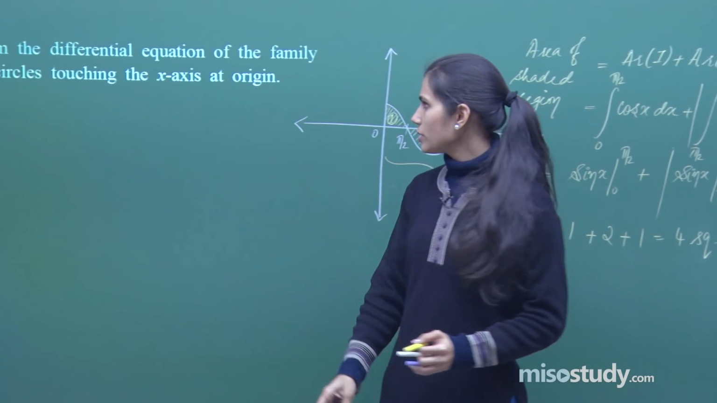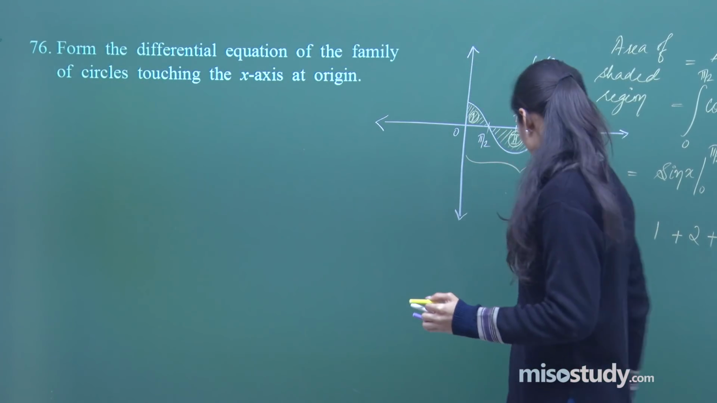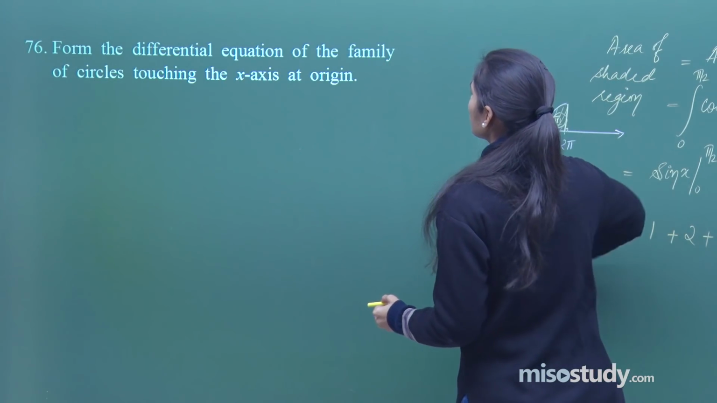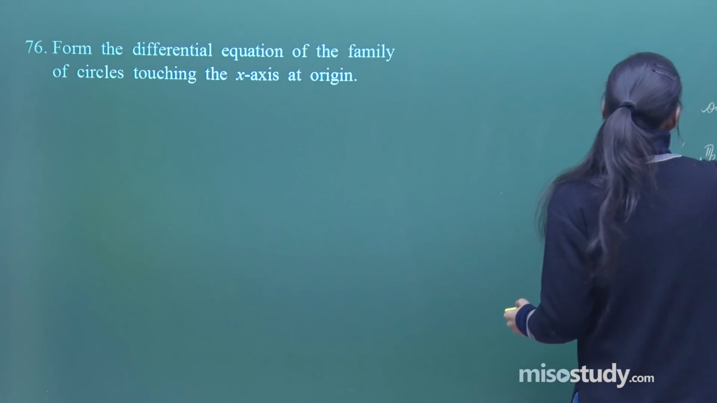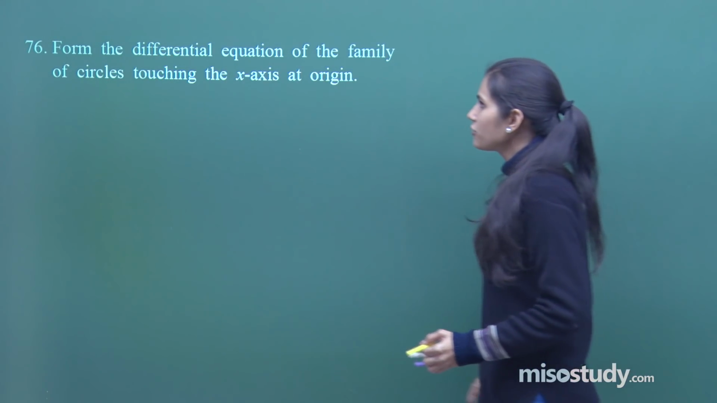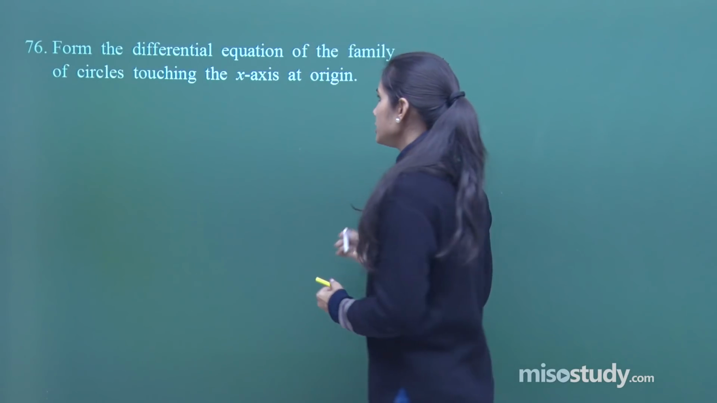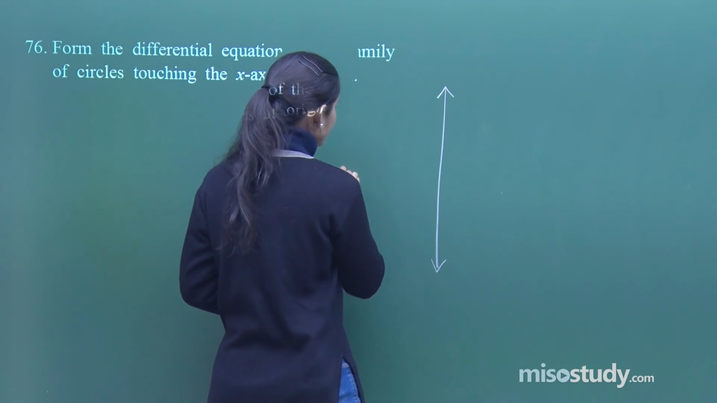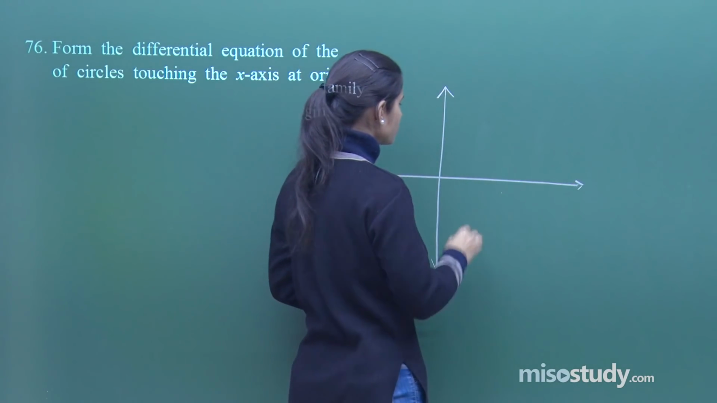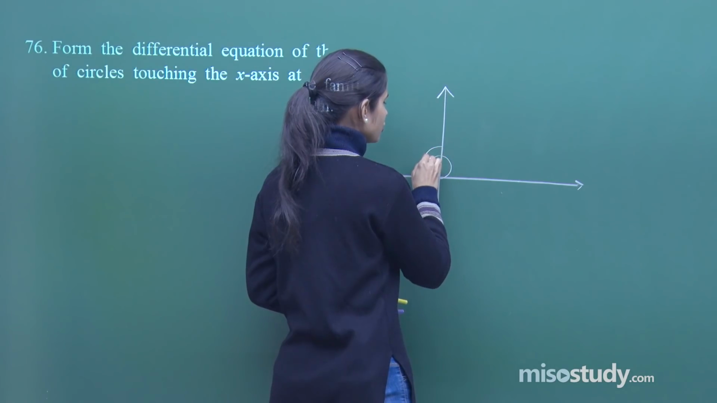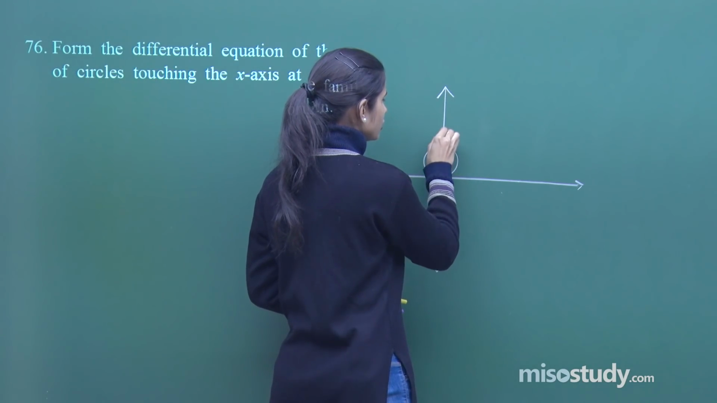Let's talk about the next question, which is from differential equations. What is it trying to say? It is asking us to form a differential equation of the family of circles touching the x-axis at origin. These types of questions on formation of differential equations are very important. If you try to analyze the picture, the family that they are asking us to consider is the family of circles which touch the x-axis at origin.